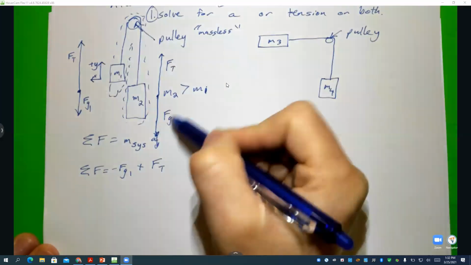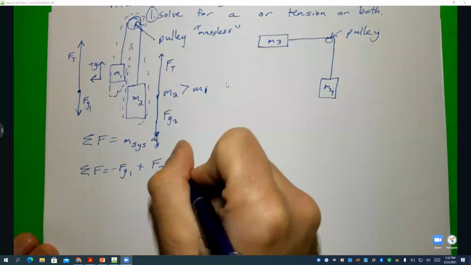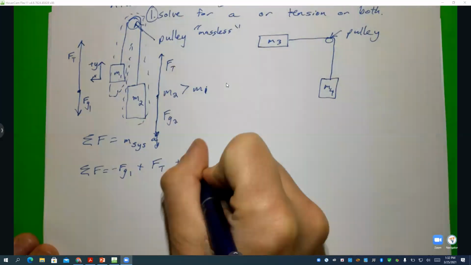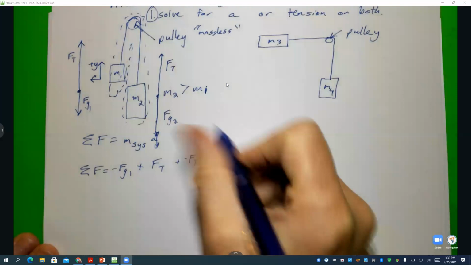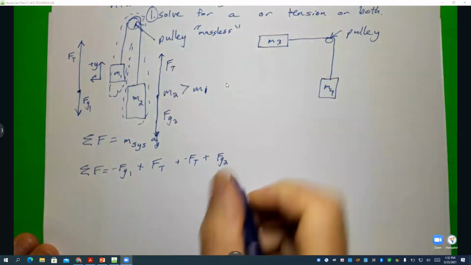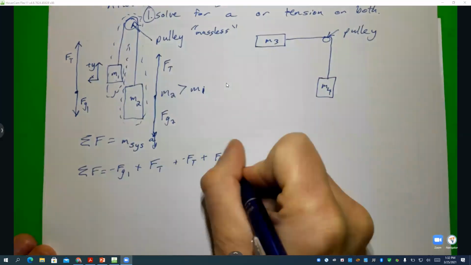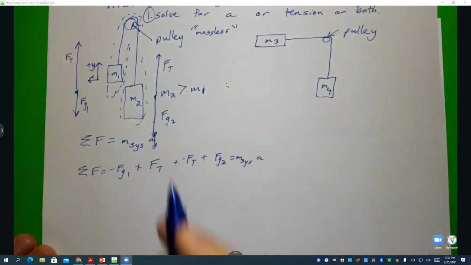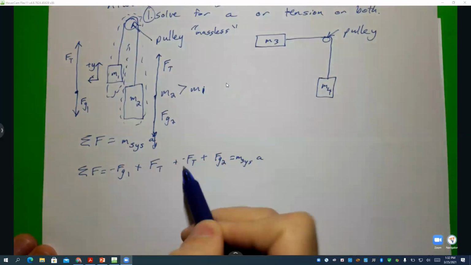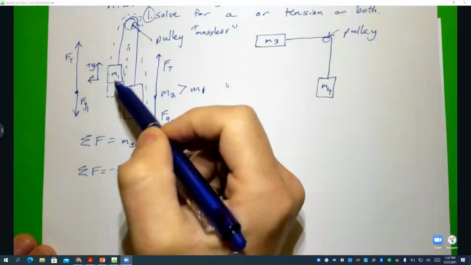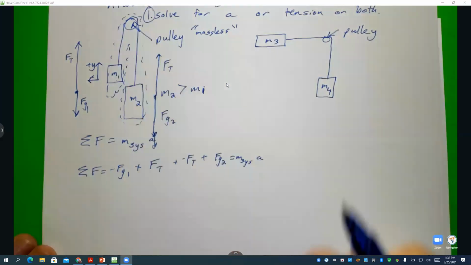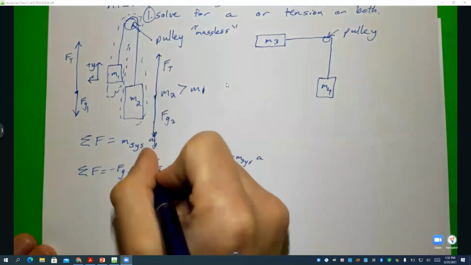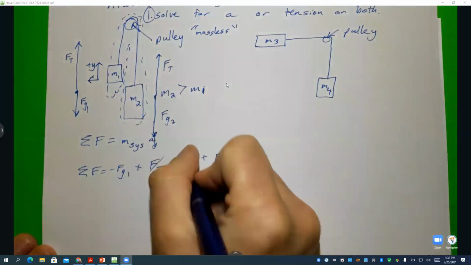On M2, you have a negative force of tension plus FG2, which is going to equal the mass of the system times the acceleration. These two tensions are equal and opposite. We're going to have equal tensions on both sides as long as the string is massless, so we don't have to worry about them.